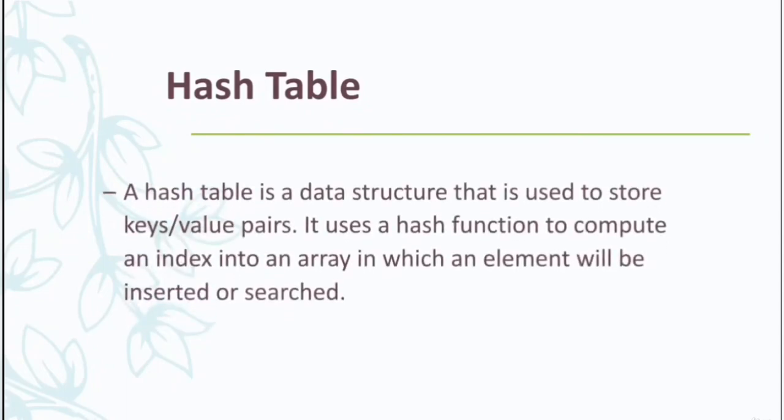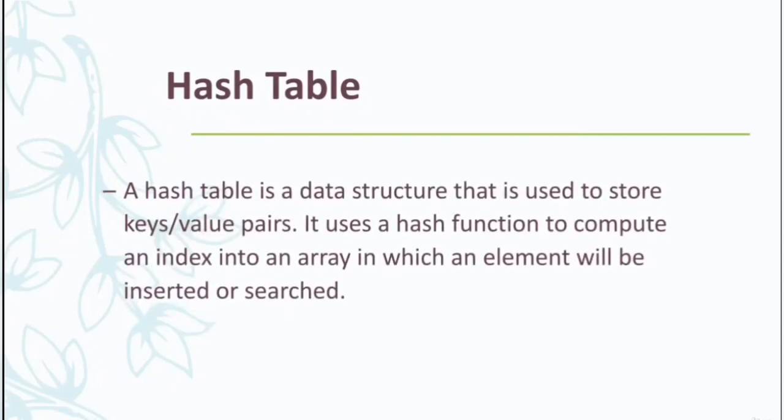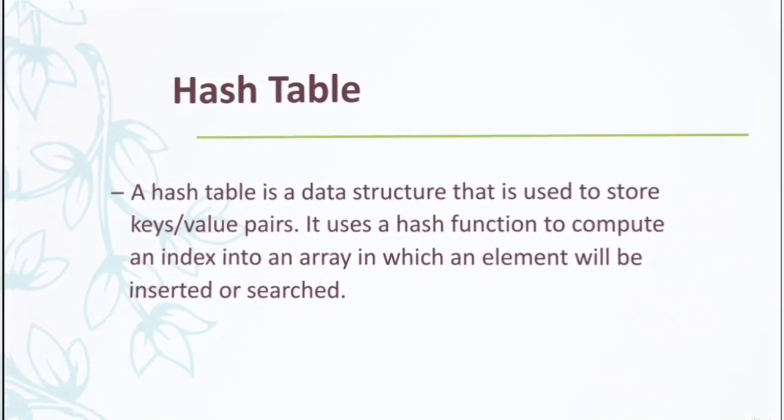Let's further see what a hash table is. A hash table is a data structure that is used to store key value pairs. It uses a hash function to compute an index into an array in which an element will be inserted or searched. Later on, with an example, we will see what a hash table and hash functions are.